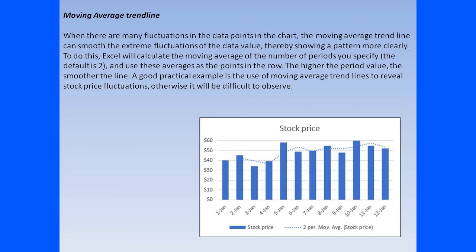Okay, a good example for the moving average trend line is to reveal stock price fluctuations. Otherwise, it is very difficult to observe. Okay, so this is the graph for the moving average trend line.